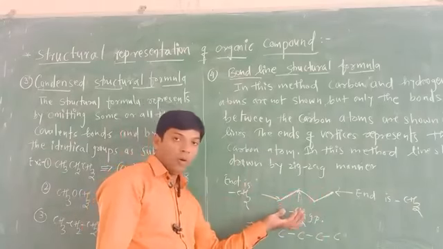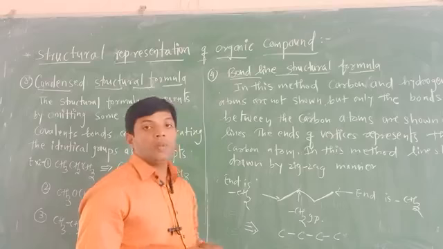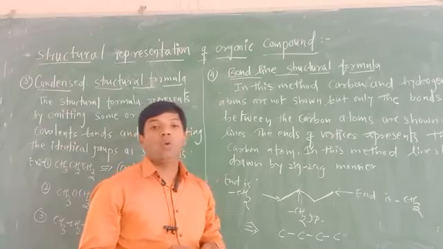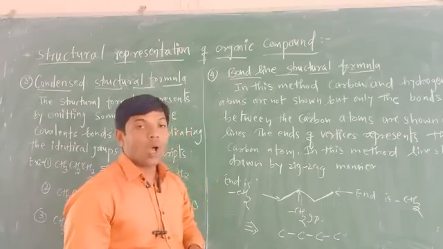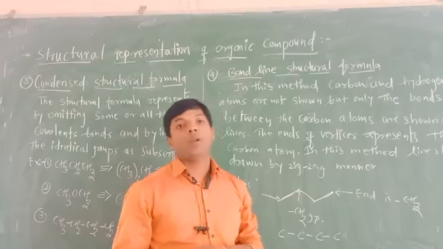Is there a double bond? No. Is there a triple bond? No. So whatever carbon atom is there, you have to satisfy its valency. So how to satisfy the valency? You have to write the necessary number of hydrogen atoms.